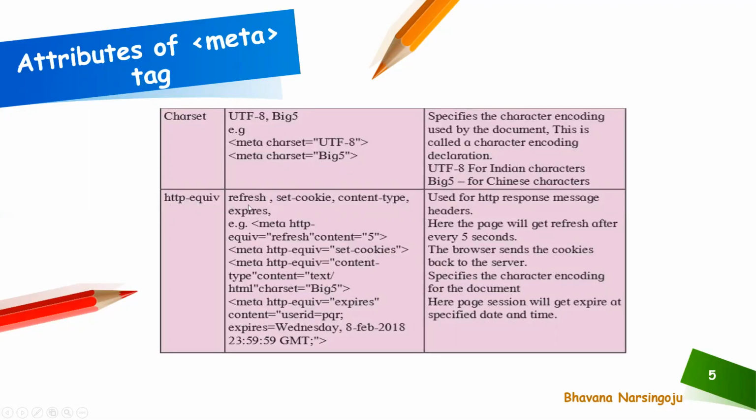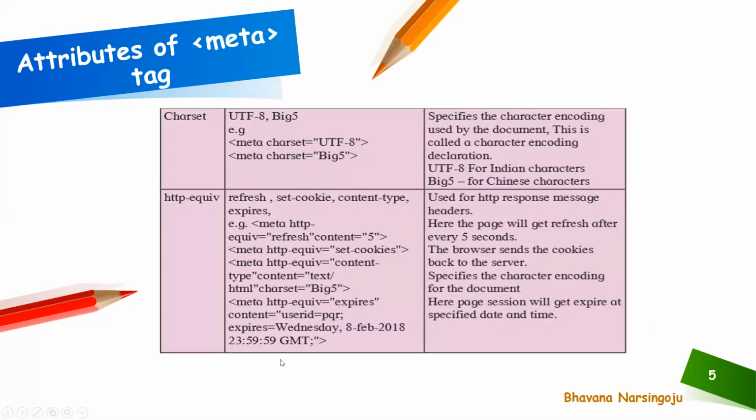So http-equiv contains different actions such as refresh, set-cookie, content-type, expires. What is this used for? It is used for the HTTP response message header. When you set refresh, then after every 5 seconds it will get refreshed. The browser sends cookies back to the server with set-cookie, content-type specifies the character encoding for the document, and expires is for the page session, which will expire at the specified date and time.